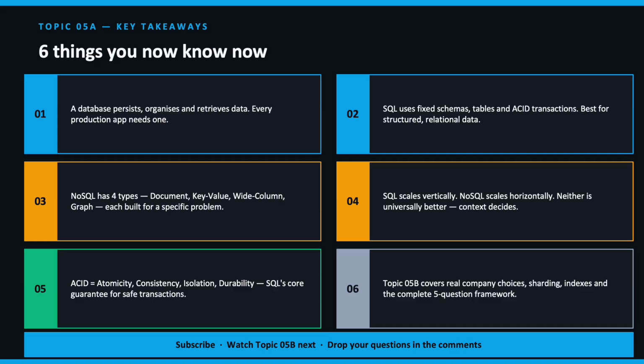5. ACID is SQL's core guarantee. Atomicity, consistency, isolation, and durability. It is what makes bank transfers, payments, and financial systems safe. 6. Topic 5 Part B takes everything here into the real world: real company choices, sharding, indexes, and the full decision framework.